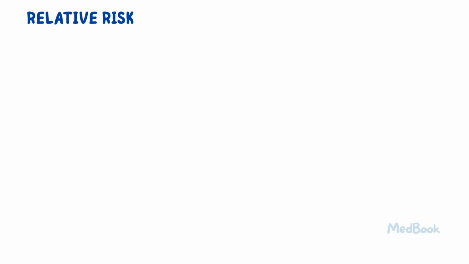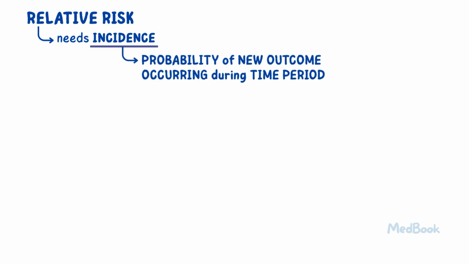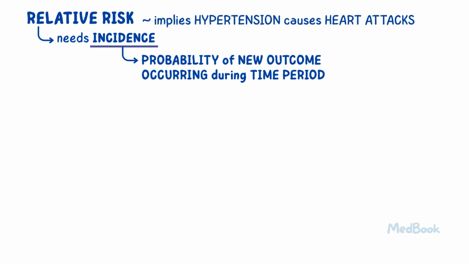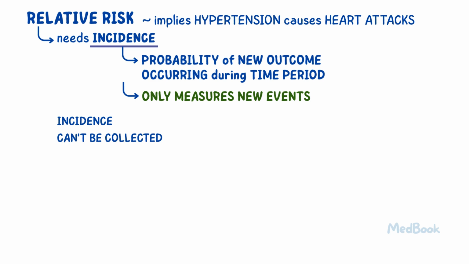Now, the relative risk can only be calculated when we have information about incidence, or the probability of a new outcome occurring during a certain time period. That's because the word risk implies that hypertension is responsible for causing, or at least partially causing, heart attacks to happen. And if hypertension causes heart attacks to happen, then a person would have to have hypertension before they have a heart attack, which can only be measured by incidence, which measures new events. But sometimes information on incidence can't be collected, so relative risk can't be calculated.